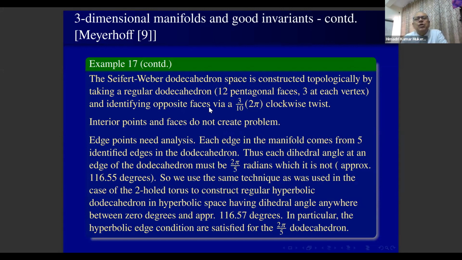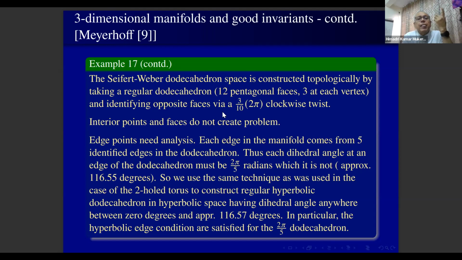The reason is that if you draw a dodecahedron, you will notice that for one pentagon on the top and one on the bottom, the vertices are not aligned. If you look at the corresponding vertex, there is an angle of 2π/10. So if you want to identify the vertices and edges directly, you have to have at least a 1/10 twist of 2π.